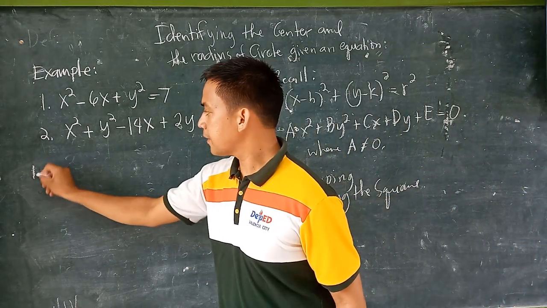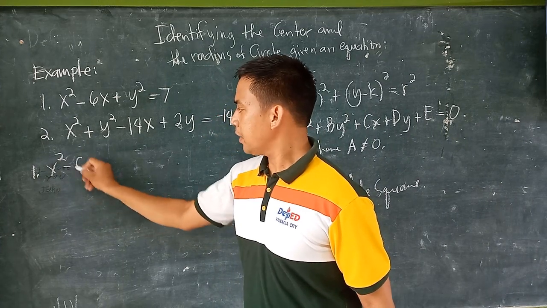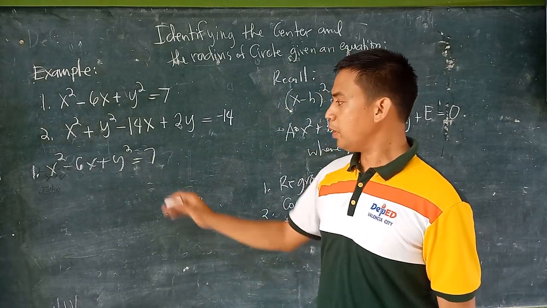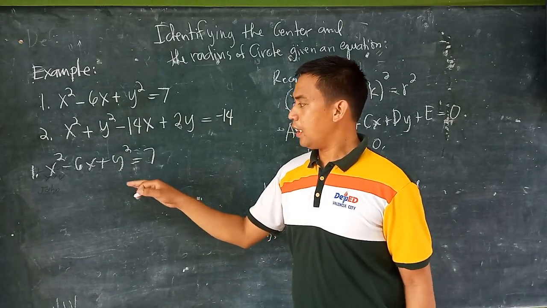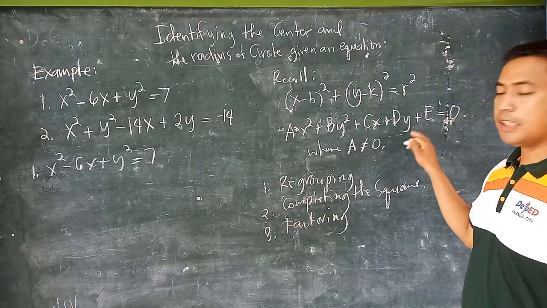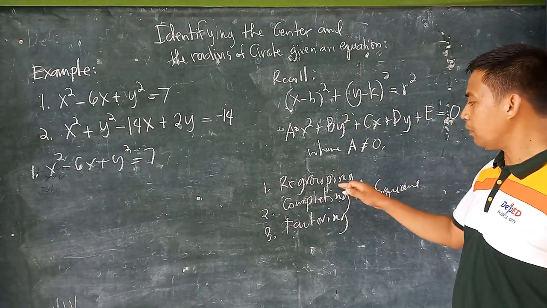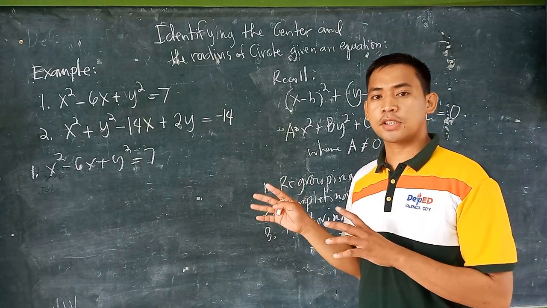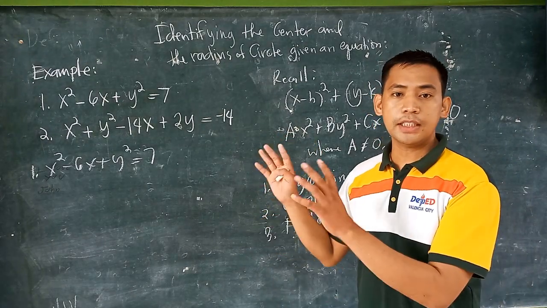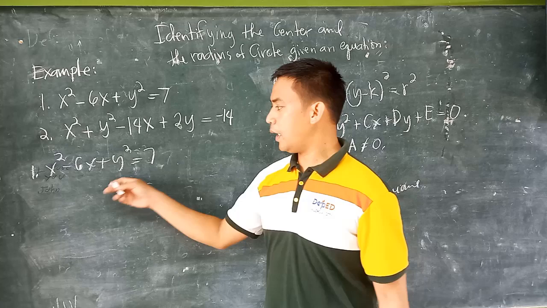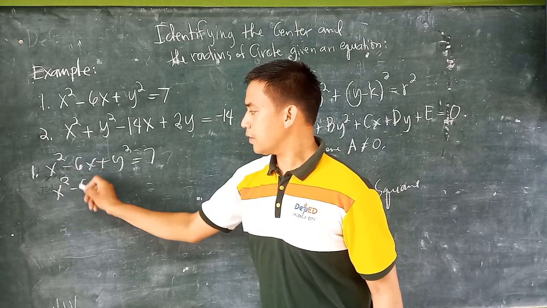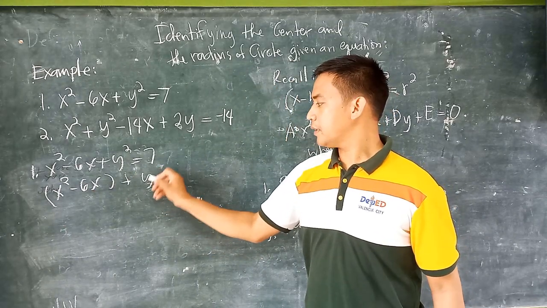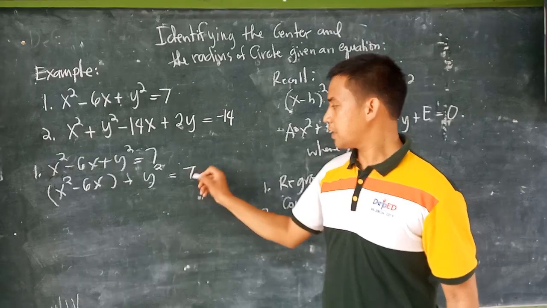Number 1 is x squared minus 6x plus y squared equals 7. If you notice, it is in the general form. So our first technique is to regroup. We need to regroup all the same variables, so all the x terms go together and all the y terms go together. Based on this, we have x squared minus 6x plus y squared equals 7.